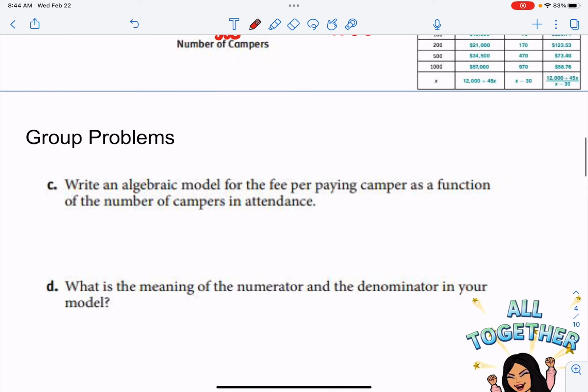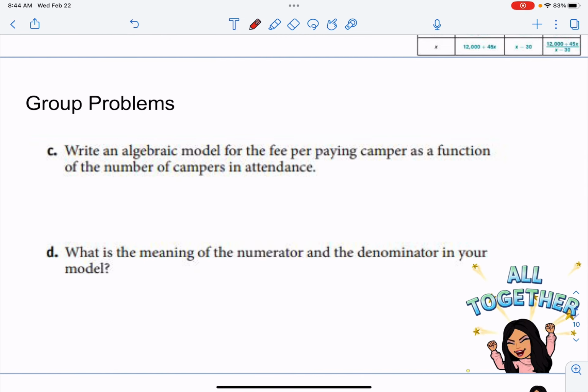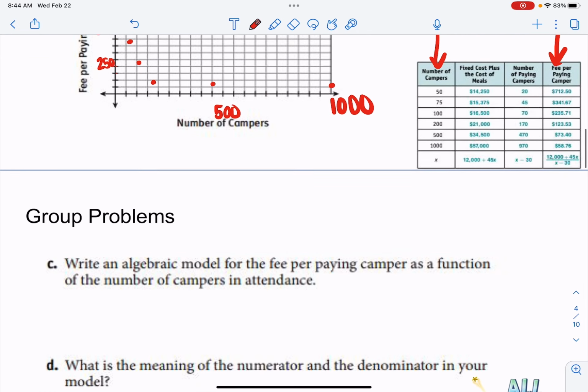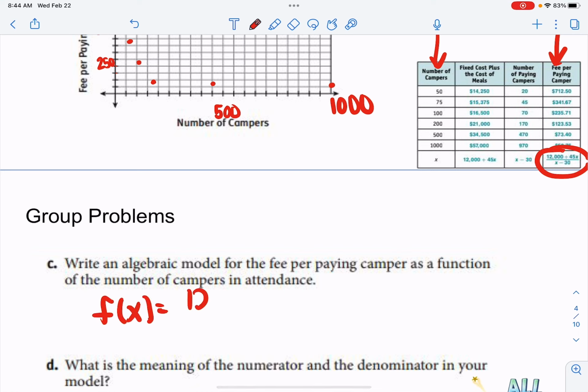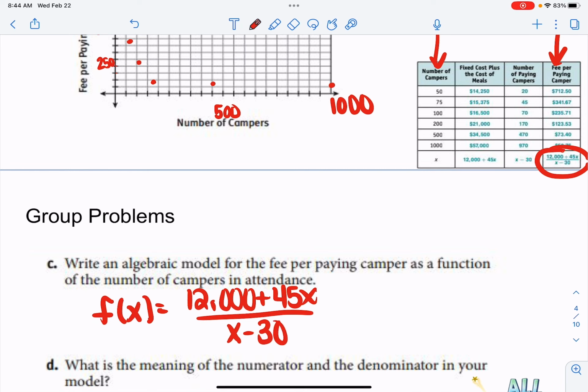So obviously we can graph, but we want to make sure that we're converting to an algebraic function. It says write an algebraic model for the fee per paying camper as a function of the number of campers in attendance. Well, look at what we just found. That last box tells us our function. So it's going to be f of x equals (12,000 + 45x) divided by (x - 30), where x represents the number of campers.